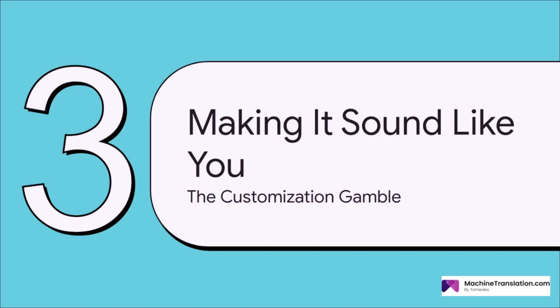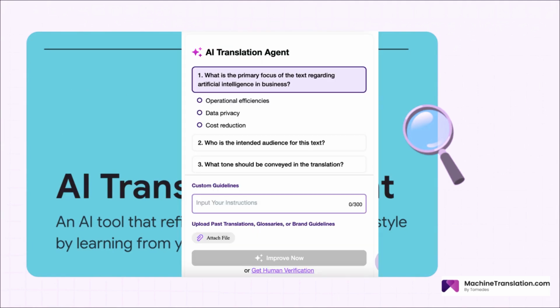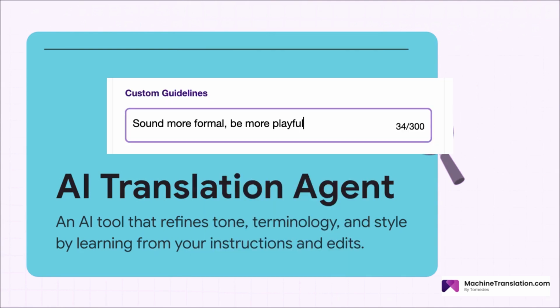Okay, so we've got quality locked down and security is covered, but there's one more gamble to solve: customization. Because a translation can be 100% grammatically correct, but still be completely wrong if it doesn't sound like you, if it doesn't use your company's lingo or match your brand's voice. And the solution here is really cool. It's called the AI Translation Agent. Think of it like your own personal AI translation expert that you get to train.